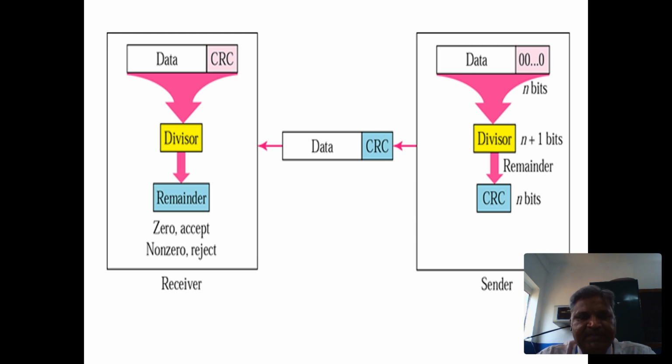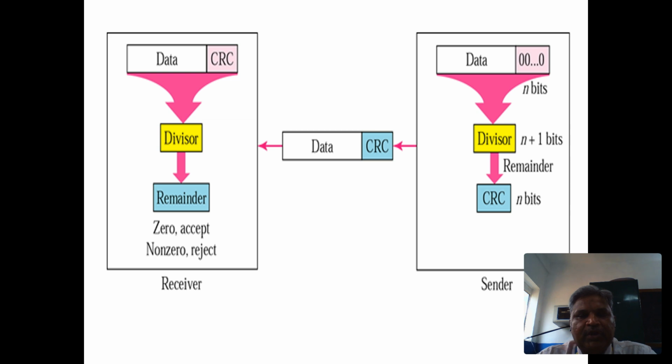On the right side, we have the sender. We are going to consider data, which will be either given as a polynomial or a sequence of bits. As a first step, we have to append n number of zeros to the data. How many zeros to be appended will depend upon the divisor, which could also be a polynomial or a sequence of bits.